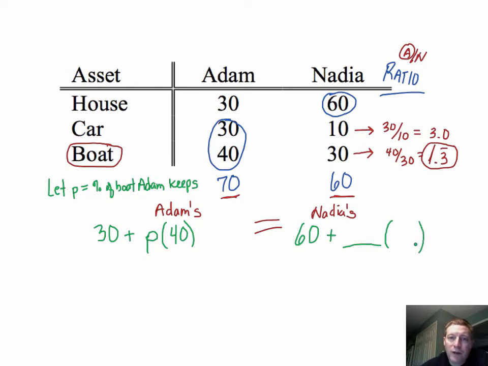So now you've got to follow carefully because this gets a little tricky. What percentage of the boat will Nadia get? Well, remember back here we said P was going to be the percentage of the boat that Adam keeps. Well, let's just make up a number just to think this through. What if P was 30%? What if it turned out that Adam's going to keep 30% of the boat? Doesn't that automatically mean that Nadia would keep 70% of the boat? We just subtract that from 1.